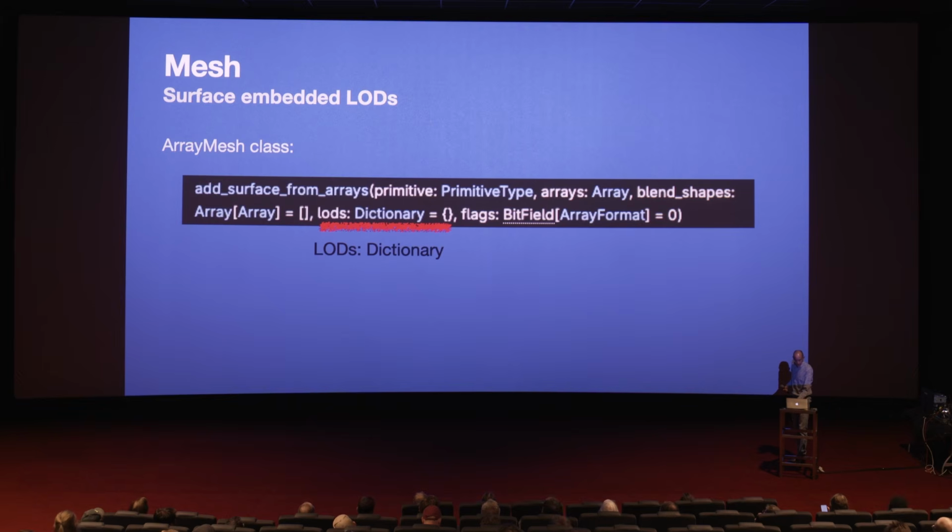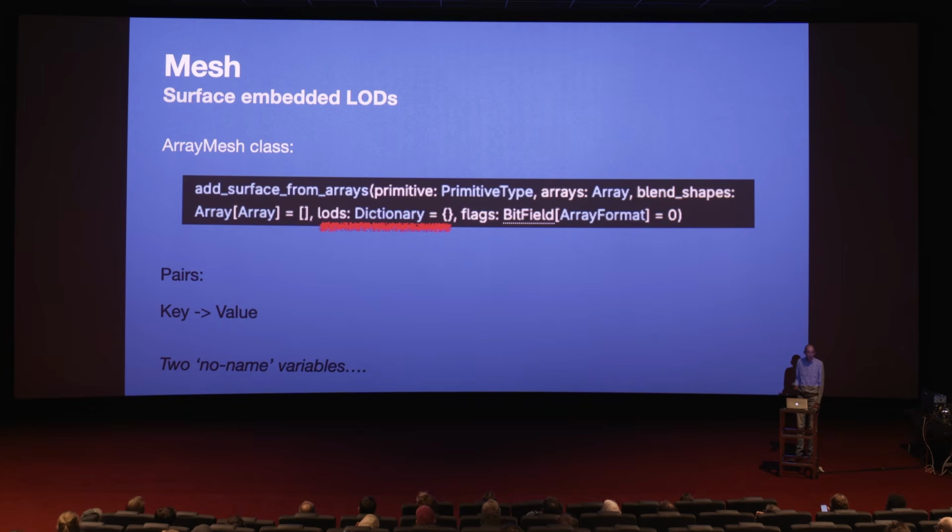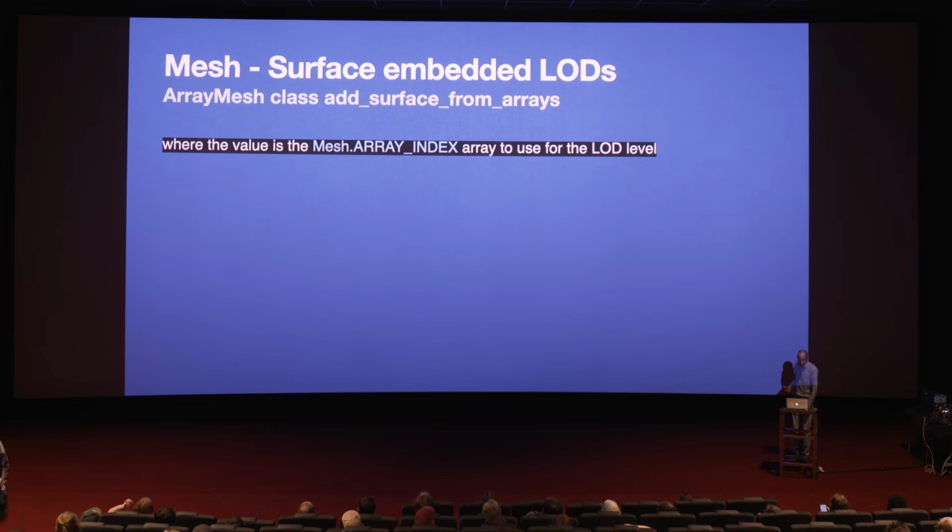Right off the bat, the entry point is the ArrayMesh class, so no need to search. add_surface_from_arrays. And there's this mysterious parameter called lods, which is a dictionary. Basically, a key and a value. So you have no name for the variable to go by. Thankfully, there's documentation, which is very brief. Okay: where the value is the Mesh.ARRAY_INDEX array to use for the LOD. Well, that clears things up, right?